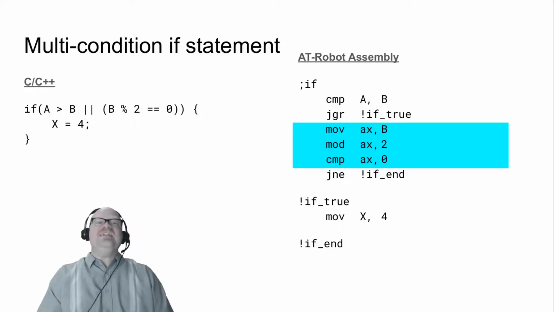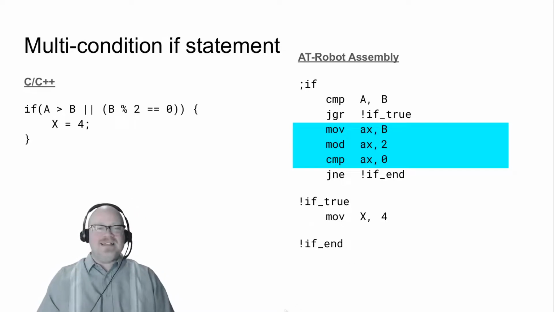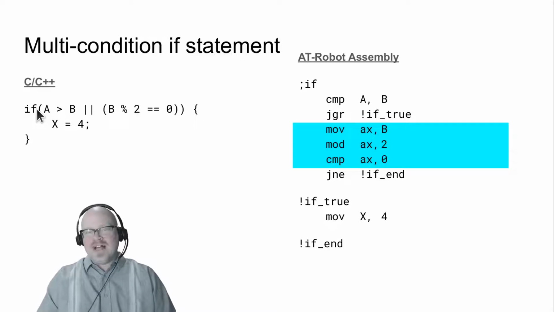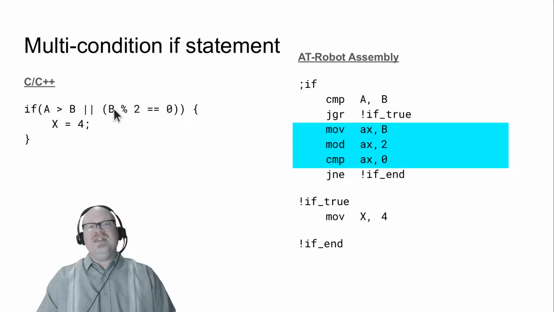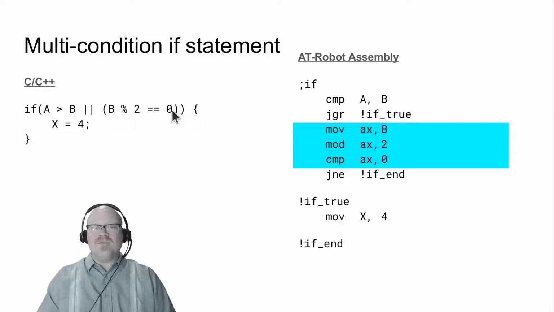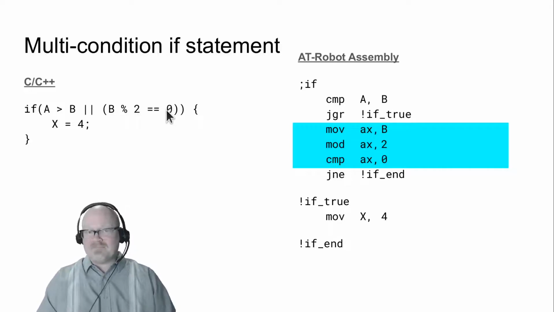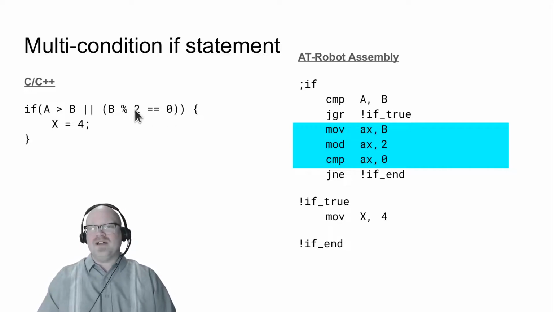All right, so let's look at a multi-condition if statement. In this case, I'm not going to include an else just because it'll make the code taller. I want to focus on the multiple condition. But here we have 2 conditions. We're looking to see if A is greater than B, or if B mod 2 equals 0, or if the remainder of B divided by 2 is 0. Another way to think of that still is B an even number or not? If the remainder when dividing by 2 is 0, that means B was an even number.